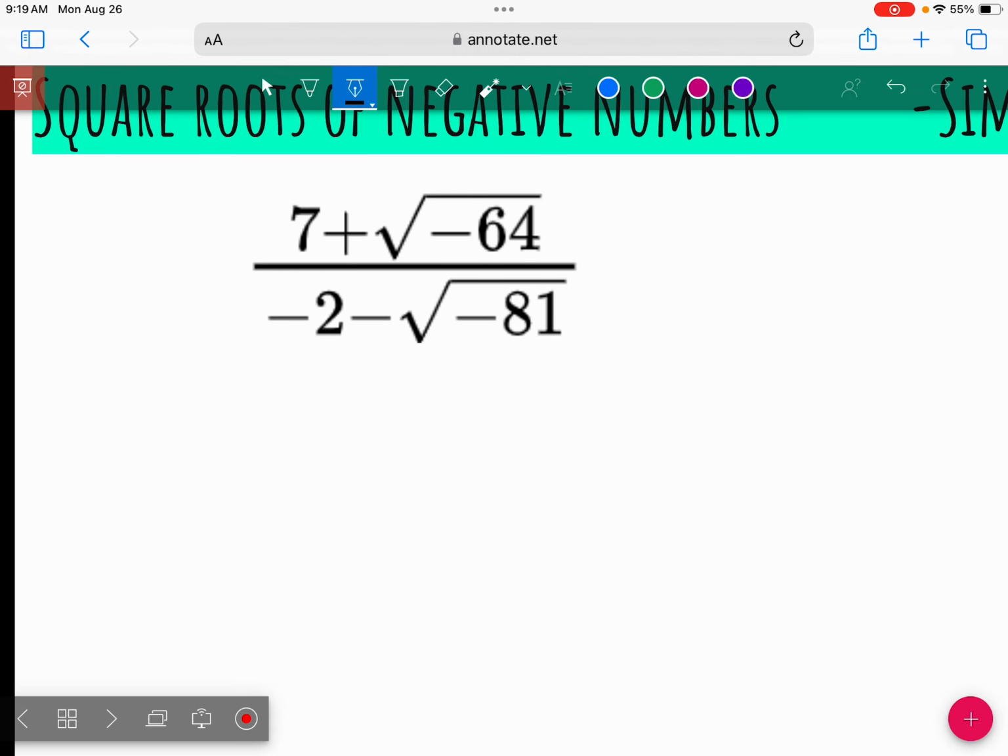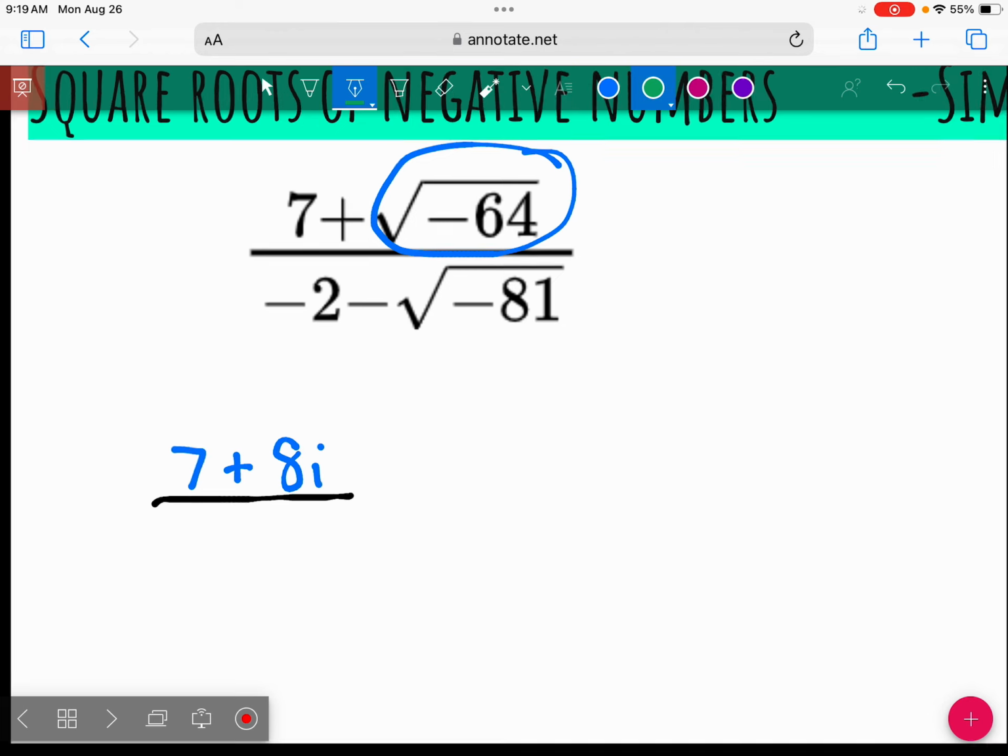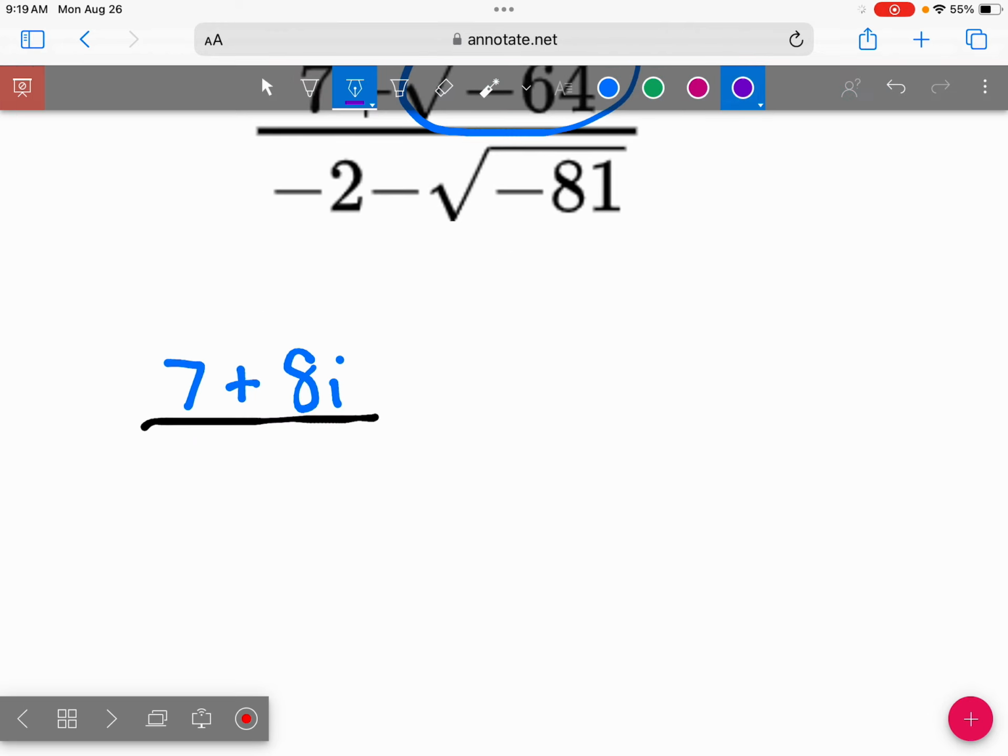So the first thing we want to do is switch these over to be i's. So I should have 7 plus, what's this one going to be? 8i. Our denominator is going to be that negative 2 minus 9i. And then we're into exactly what we did last week, where we need to multiply and get the i's out of the denominator, and that's when we use our conjugate.